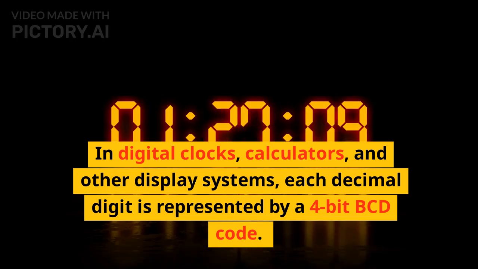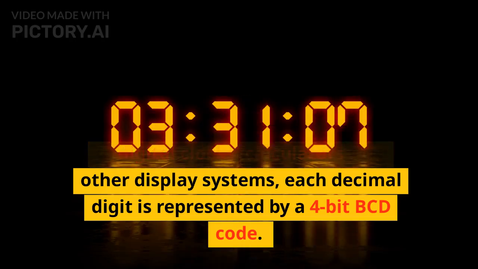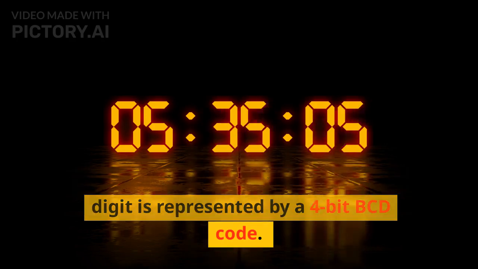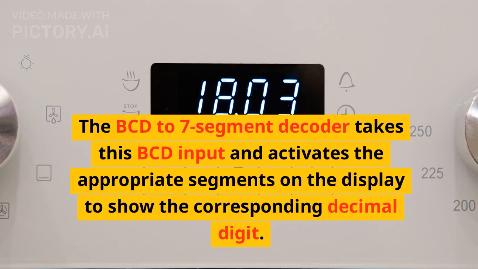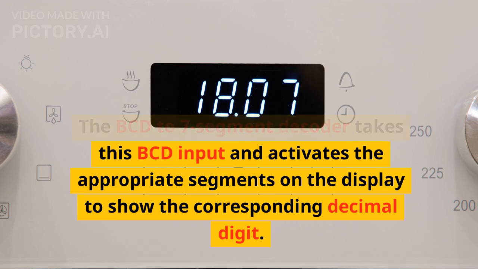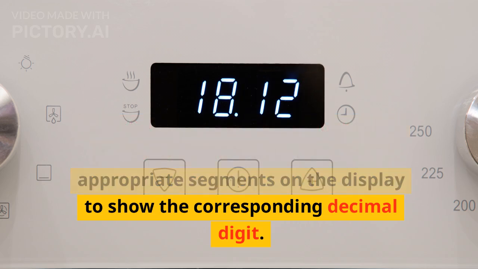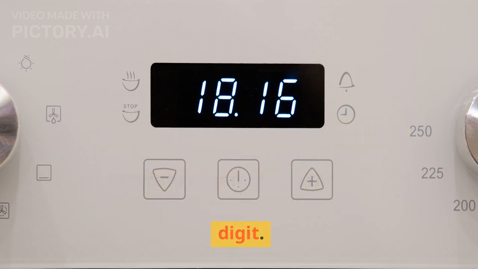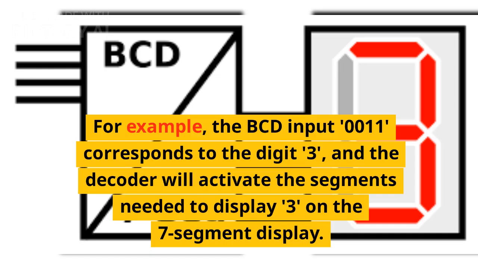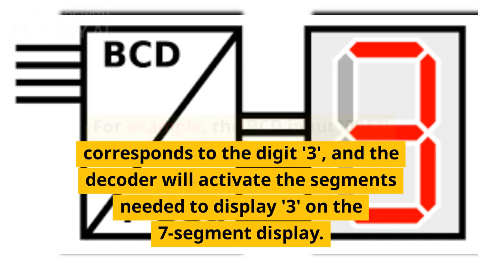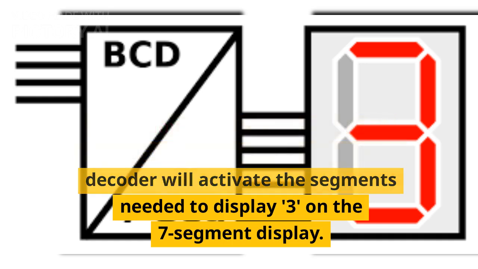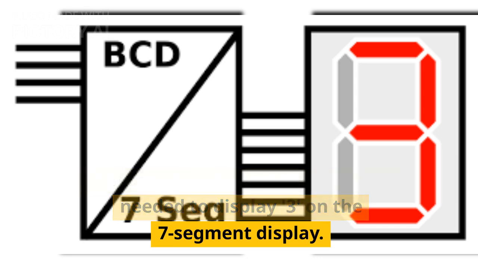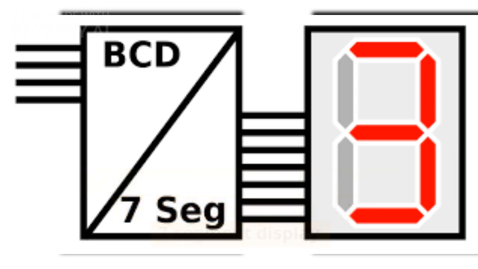In digital clocks, calculators, and other display systems, each decimal digit is represented by a 4-bit BCD code. The BCD to 7-segment decoder takes this BCD input and activates the appropriate segments on the display to show the corresponding decimal digit. For example, the BCD input 0011 corresponds to the digit 3, and the decoder will activate the segments needed to display 3 on the 7-segment display.